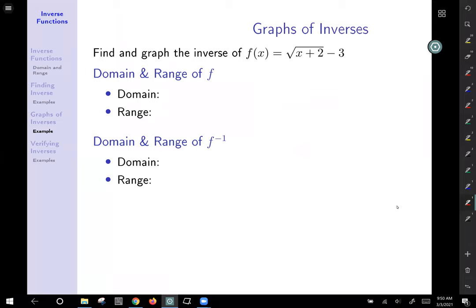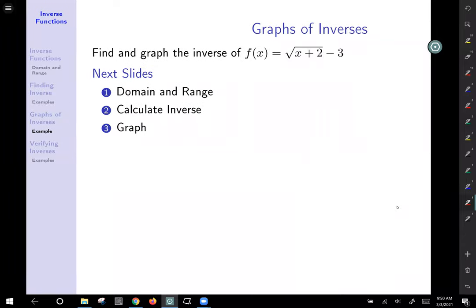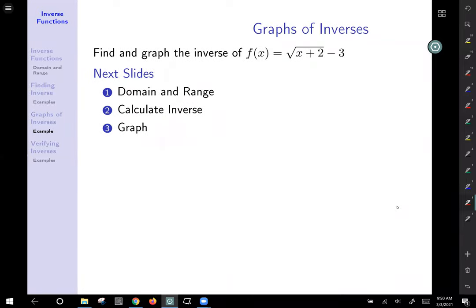So domain and range. Well, first things first, let's use this prior slide to do a little bit of math here. I see that I have a square root function that's just been transformed, shifted horizontally and vertically. We know that outside changes shift in the vertical direction in the direction we expect. So subtracting 3 is going to move our square root graph down by 3. And inside changes do the opposite of what we expect in the horizontal direction. So positive 2 is going to move us to the left by 2.